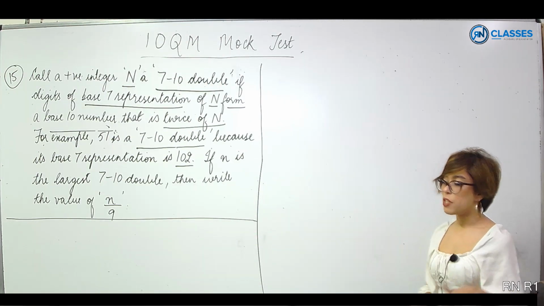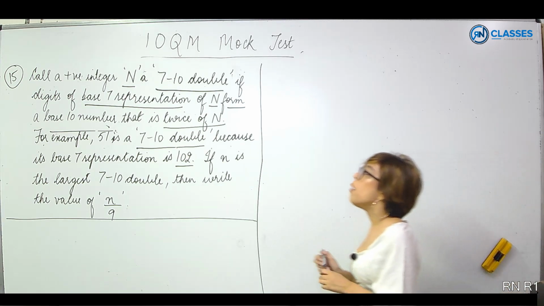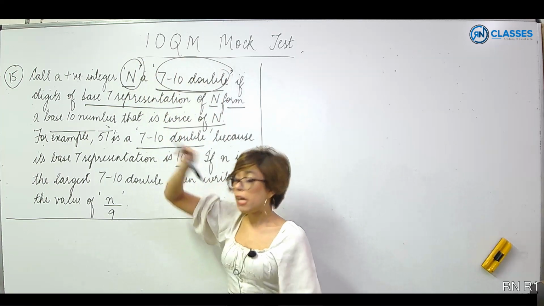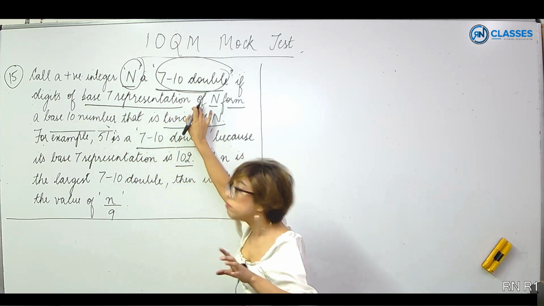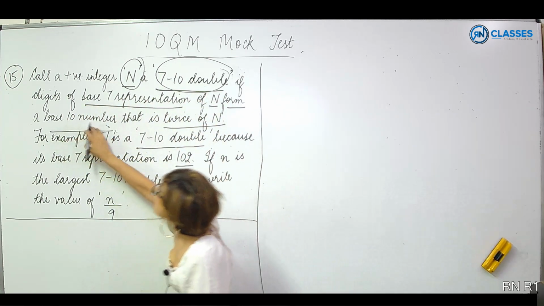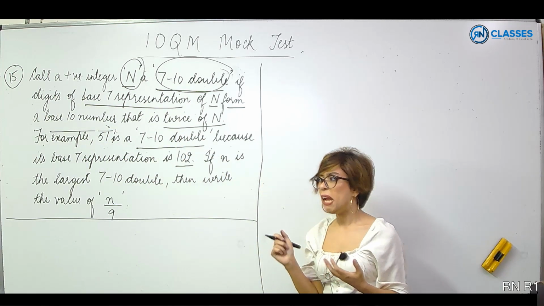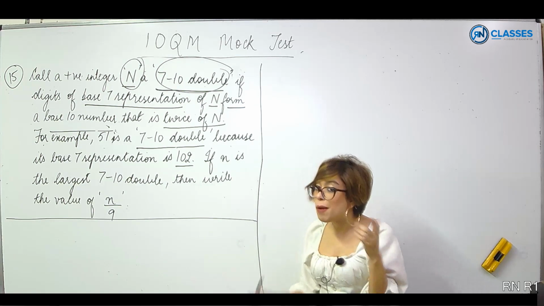Alright, moving on to the next one, which is a very interesting question. Now, he says call a positive integer n a 710 double if digits of base 7 representation of n form a base 10 number that is twice of n. First of all, I am unable to understand the statement, but fortunately for us, the example has been given.